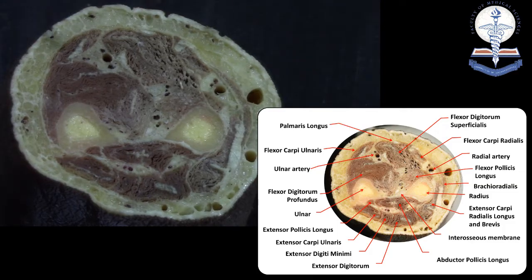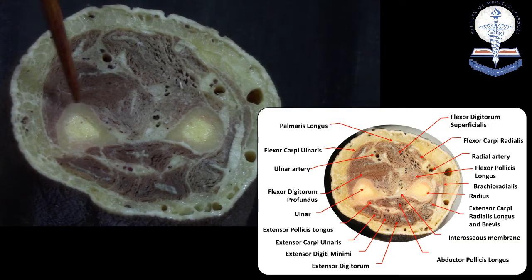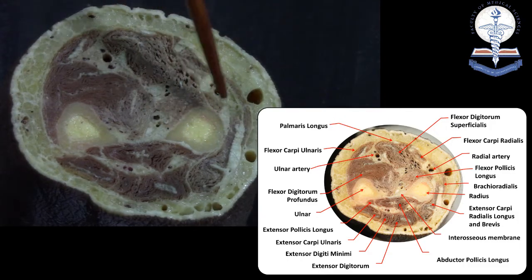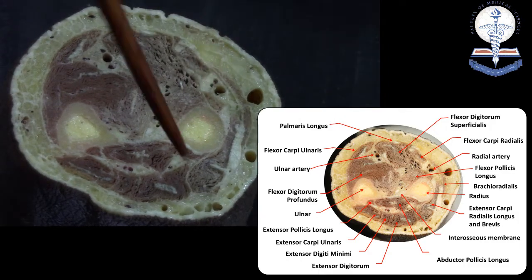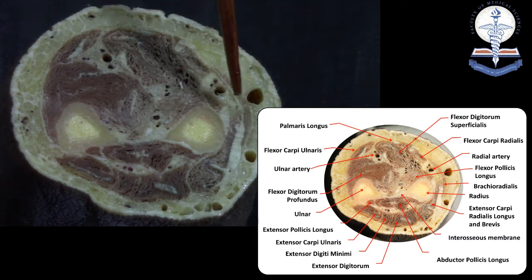Now you can clearly see there are two blood vessels. Since we have identified this structure as the ulna, this is your ulnar artery. This is your radius, this is your radial artery. Along with that, you can clearly see this is the brachioradialis muscle, a slip-like muscle.